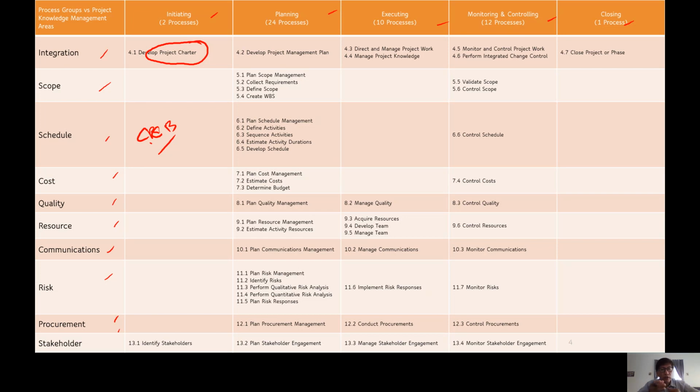Now, you are seeing 49 processes. Are we going to use all the 49 processes? Definitely not. There's a concept that we always tell people: we have tailoring. We tailor the number of processes pertaining to the project we are undertaking, in terms of complexity or length or the need for compliance and so on.